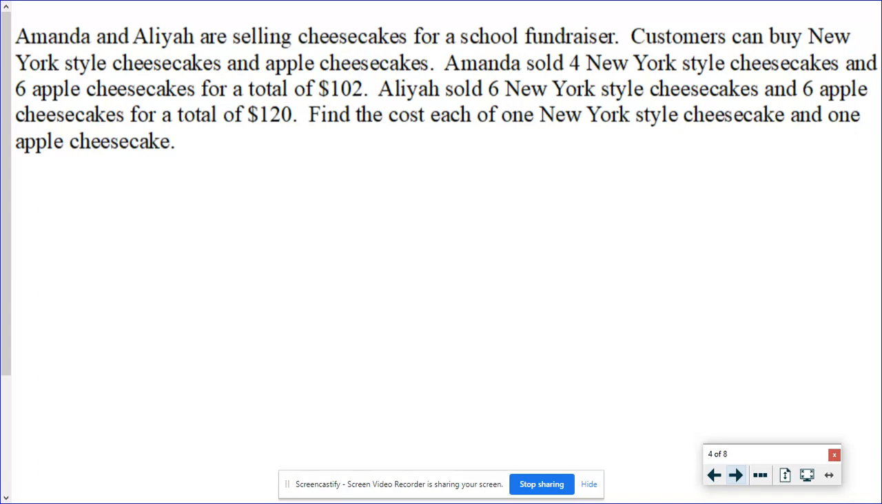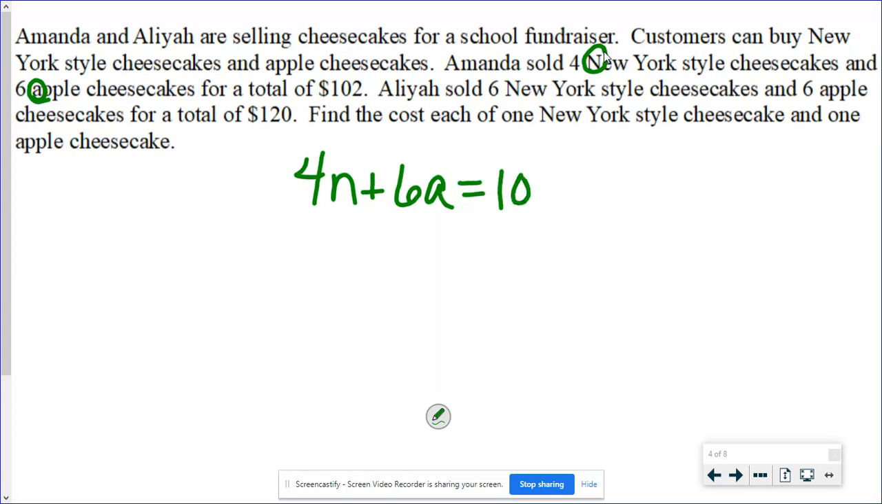Selling cheesecakes for a school fundraiser. They can buy New York style cheesecake or apple cheesecake. Amanda had 4 New York and 6 apple. Now, when I do this, I know that I should technically be writing out, N equals New York style and A equals apple. I usually just circle the letter in here to identify my variable. So if I say 4 New York style and 6 apple cheesecakes cost $102.